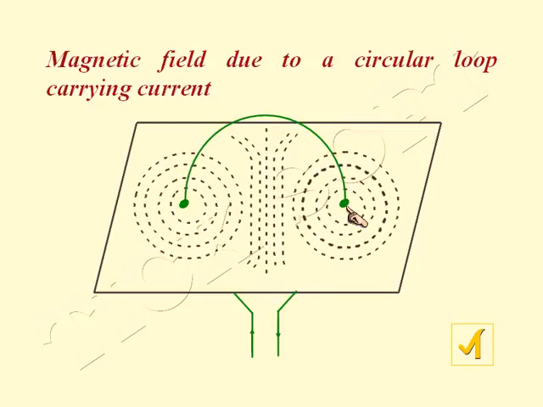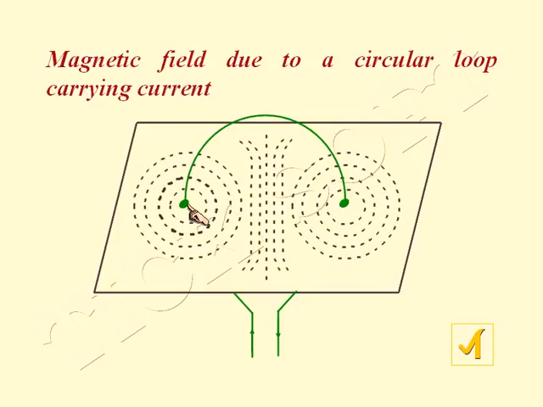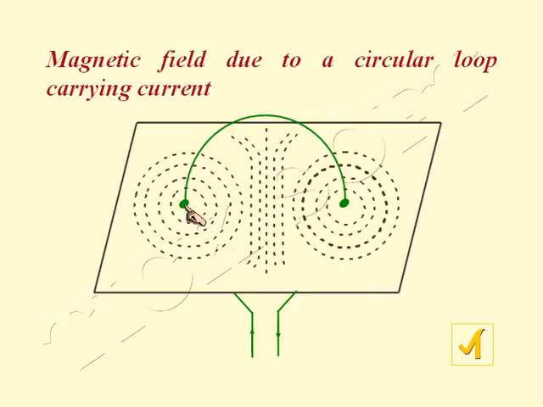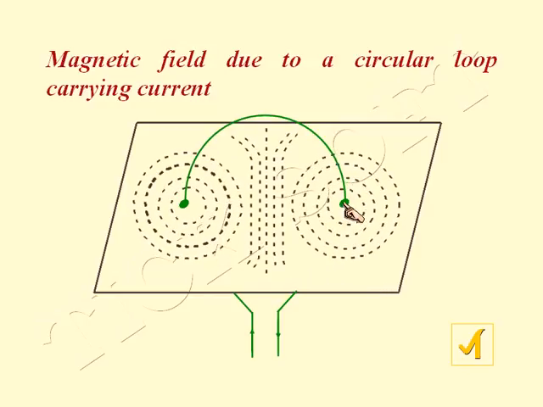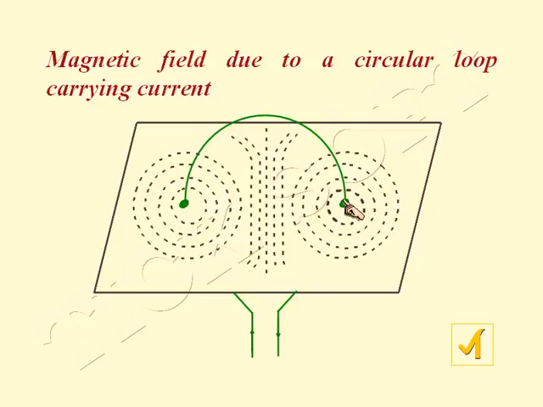So depending on the direction of current through the conductor, the lines of force are induced. Current in the upward direction, lines in the anti-clockwise direction. Current in the downward direction, lines of force in the clockwise direction. So this is in accordance with the corkscrew rule.